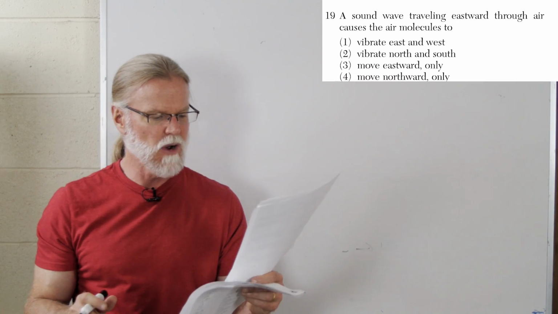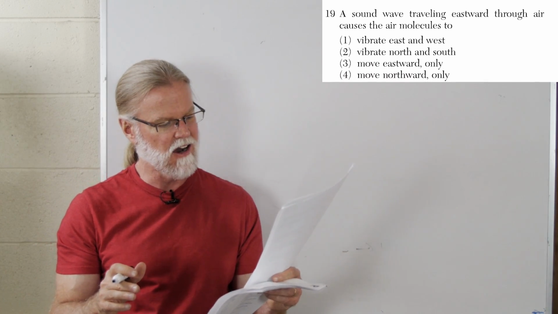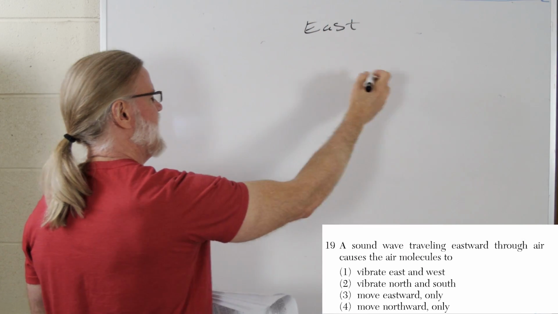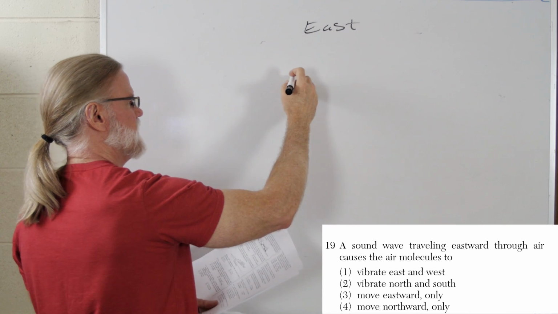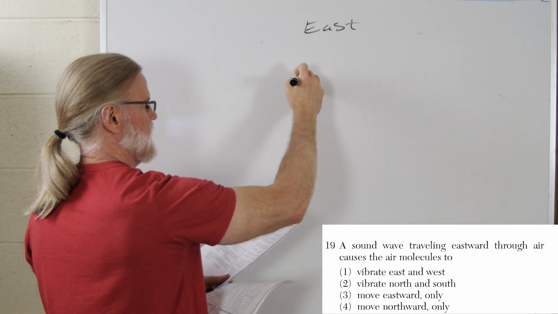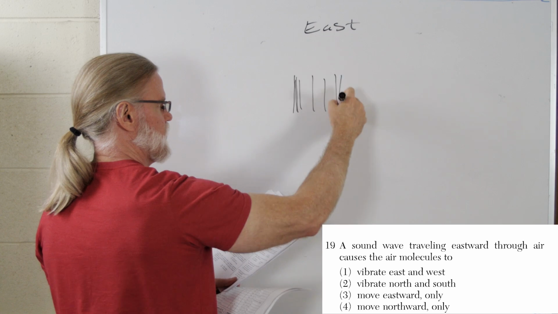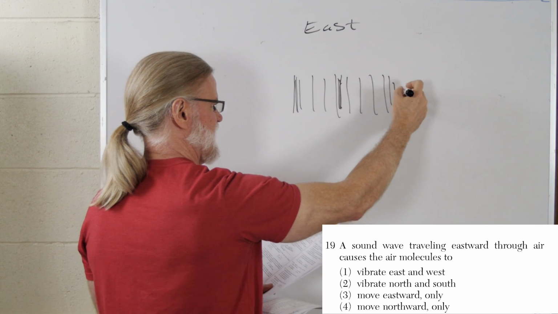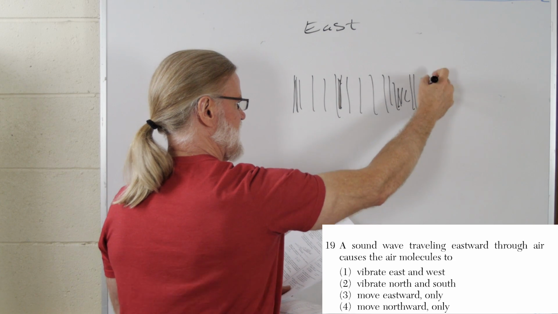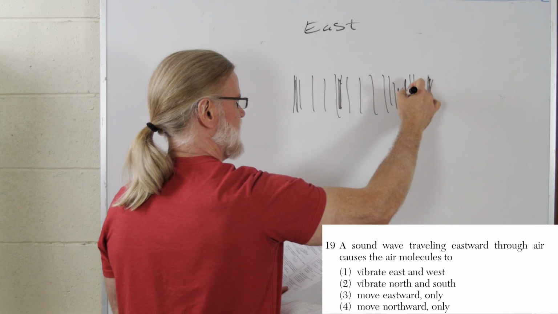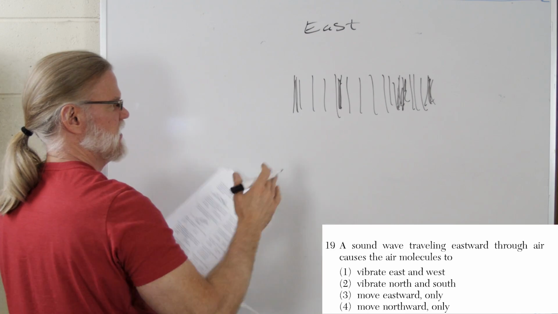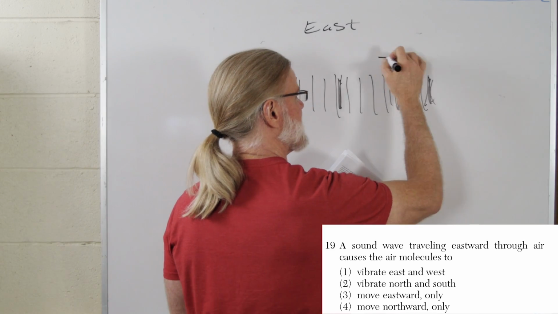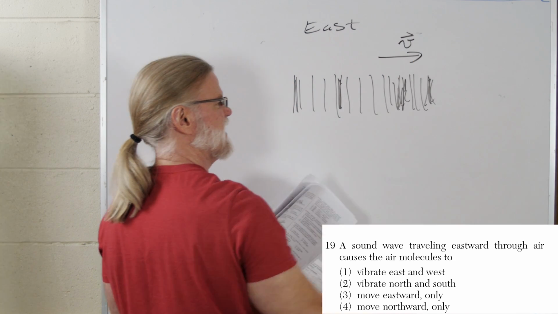19. A sound wave traveling eastward through air causes the... Okay, it's going eastward. Let's make it that way. So it's a sound wave, of course, it's going in 3 dimensions, but I can't really draw it that way. It's getting wider and closer together, and then wider and closer together, and then wider. These aren't any shorter. But anyways, so they're kind of going like this as they go. It's got a velocity this way.